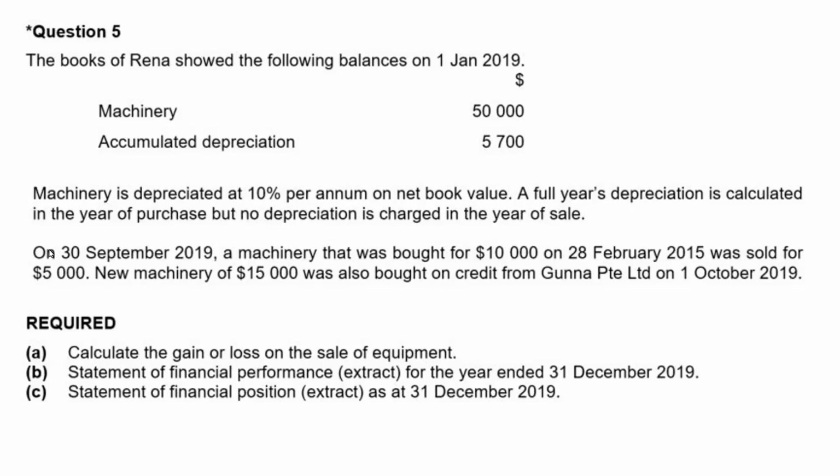The last paragraph mentioned a machinery that was sold, but it was bought a few years back. Later on, we're going to look at how it will affect our calculation for our gain or loss on sales of the non-current asset. And lastly, the business bought a new machine. Part A wants us to calculate the gain or loss on sales of equipment before moving on to do the extract for financial performance and position. So let's take a look at how we're going to approach this question.